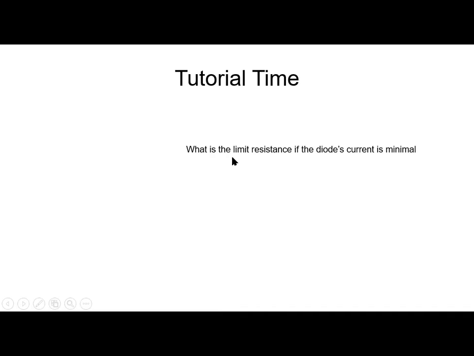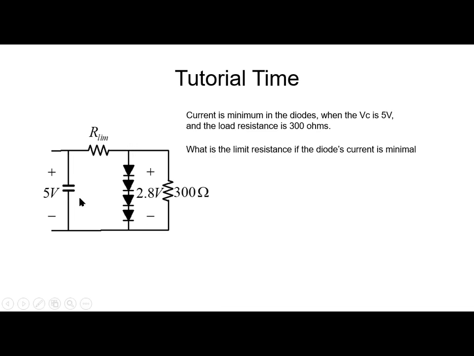Noted. What is the limit resistance value if the current in the diode is a minimal one? Let's see. The current is minimum in the diodes when the voltage in the capacitor is minimal, 5 volts, and when the load is absorbing maximum current. That is when it is 300 ohms. This is the scenario: 5 volts at the capacitor, 300 ohms at the load. Still we have 2.8 volts at the load in the totem of diodes here.